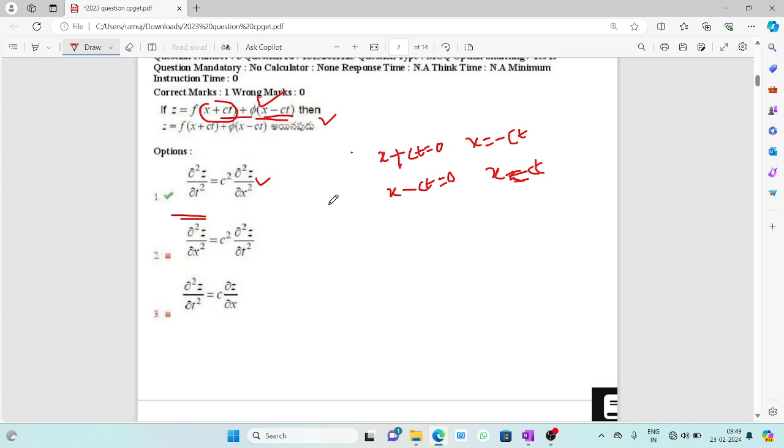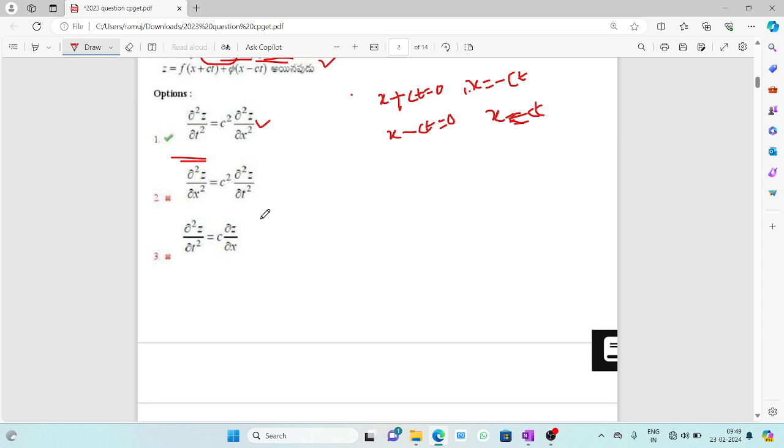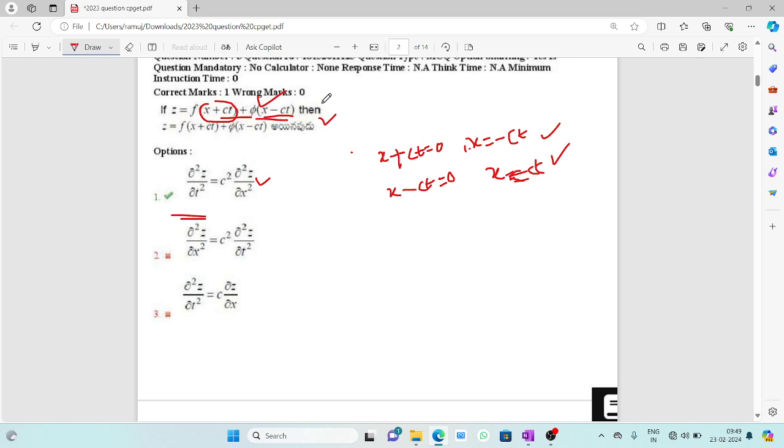So what you do, you just do one thing. You have to take the coefficients of x and t. Here the coefficient of x is 1, there are no other terms, and the coefficient of t is minus 1. You have to take these values and put them in each equation one by one, and see which equation will satisfy the two conditions. That is the partial differential equation of the given solution.